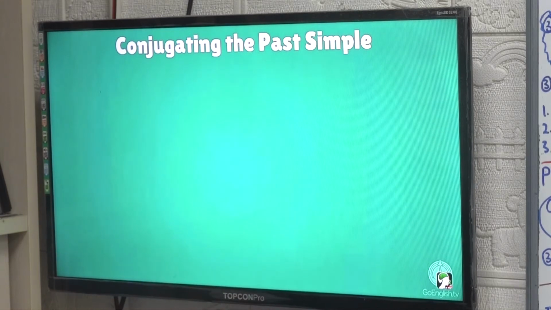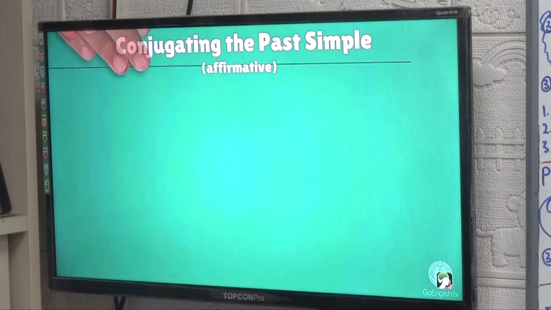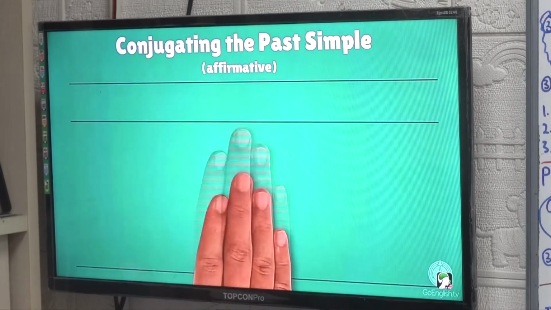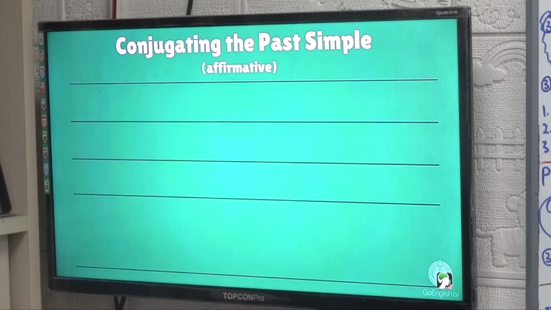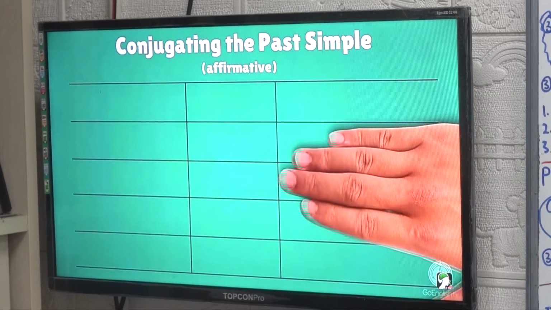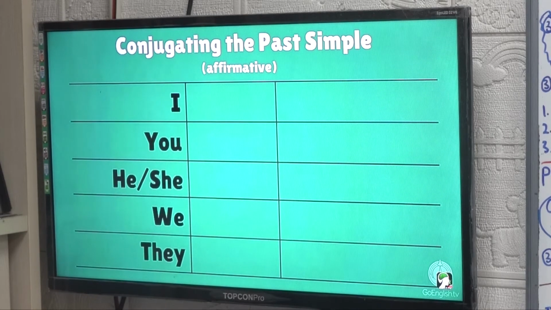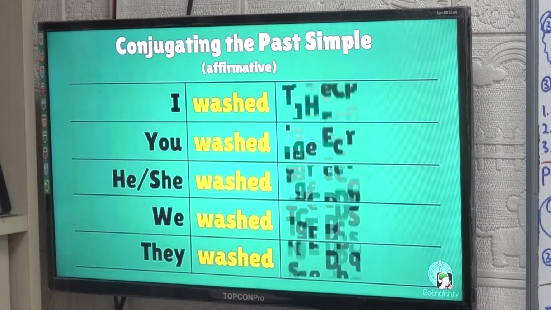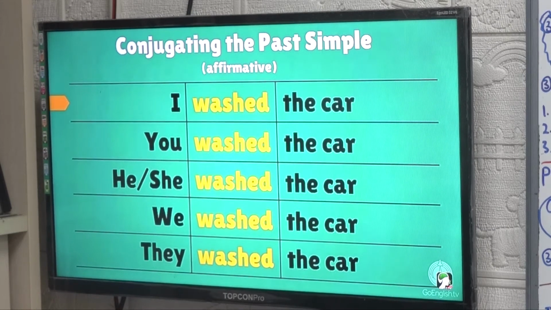Conjugating the past simple. Affirmative. I washed the car. You washed the car. He washed the car. She washed the car. We washed the car. They washed the car.